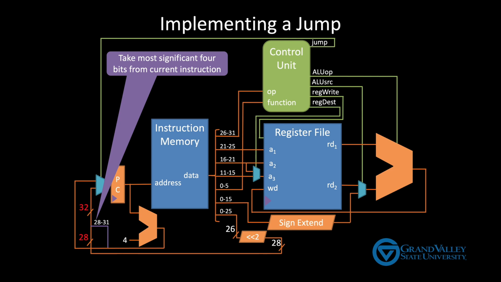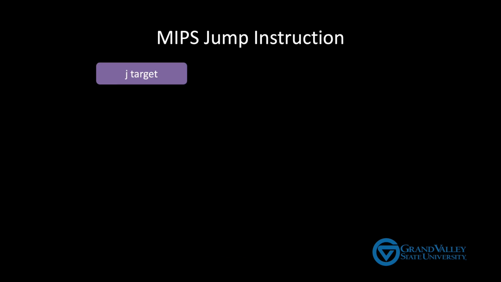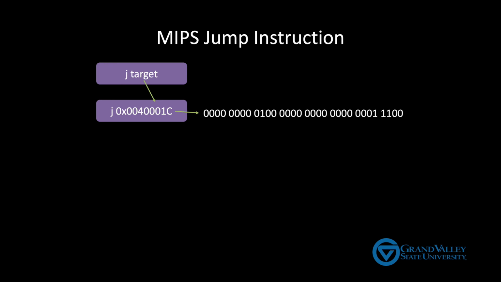But before wrapping up, let's take a minute to make sure that the process of encoding a jump instruction is clear. So let's say your assembly contains the instruction jump to target, where target is a label somewhere in your code. When you assemble the code, the assembler will figure out the address of the instruction with the target label on it. Suppose in this case that address is 0040001C.